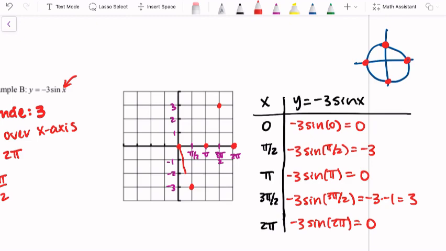Okay, so our graph looks like this. I know that that is just one wave of it, so I know that it is going to keep going in the other direction, so we should be something like this.